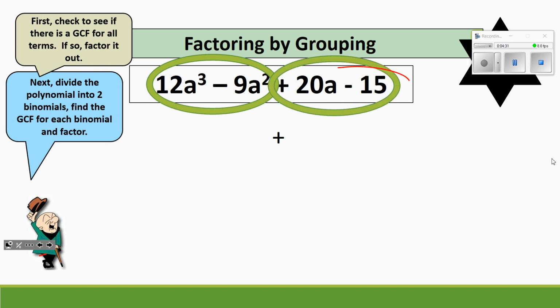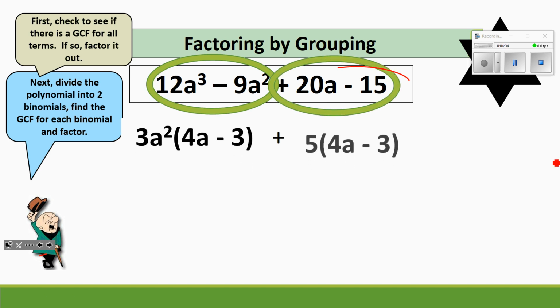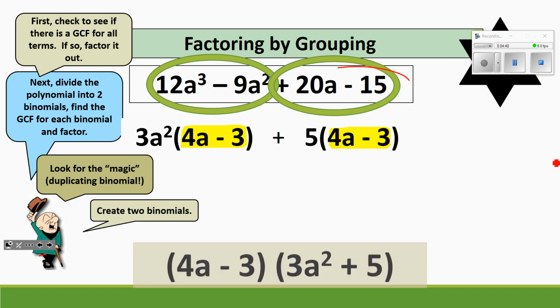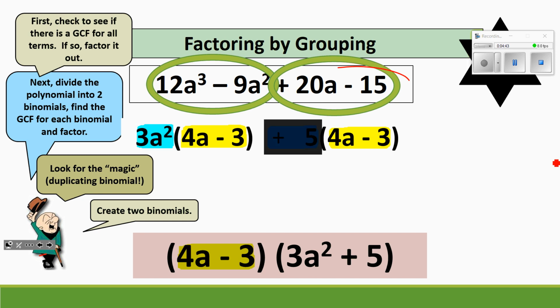So if we look at what we did here, we factored the first pair, we factored the second pair, we looked for the magic that creates one of our binomials in our answer, and then the other one is created by what is on the outside.